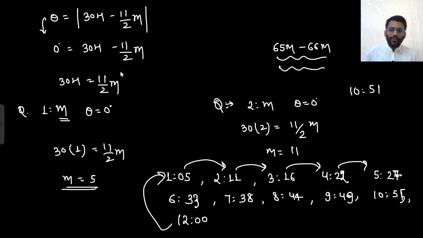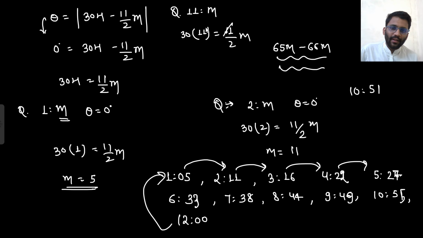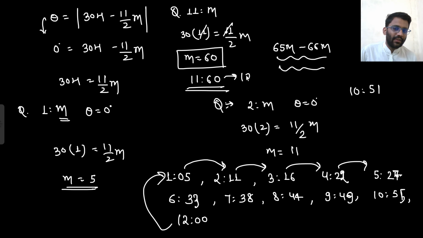And let's assume I'm asking, at 11 something it will coincide, find the value of m. So what would you do? 30 into 11 you would put, equals 11 by 2 m. 11 and 11 cancel, m would be 60. That means it will coincide at 11:60, and 11:60 is 12 only. So it will directly coincide at 12 only. And now if I am asking at 12 something, tell me the answer. This is the question I am asking. At 12 something it will coincide.